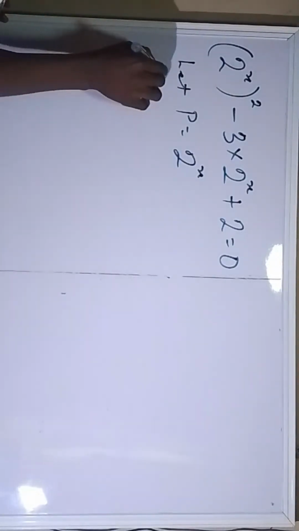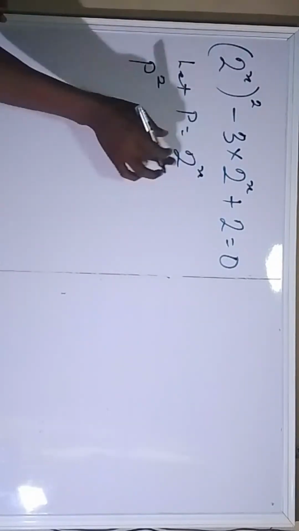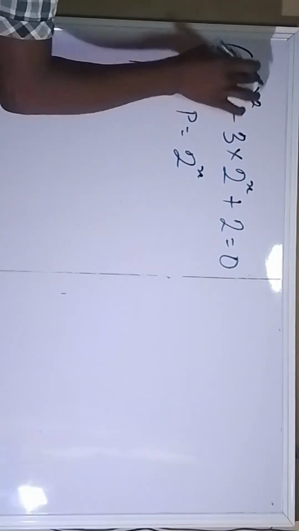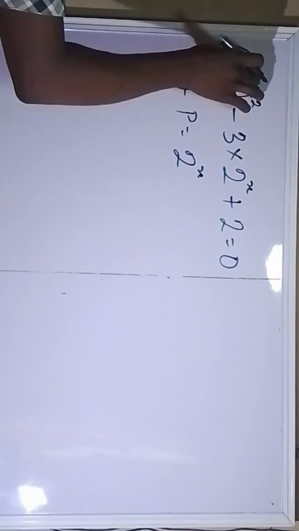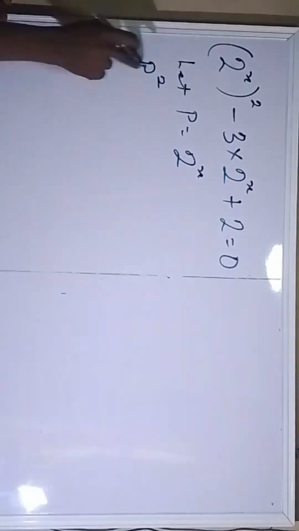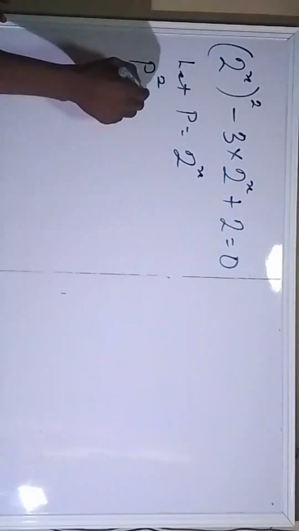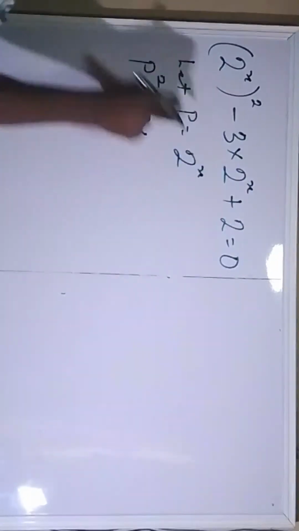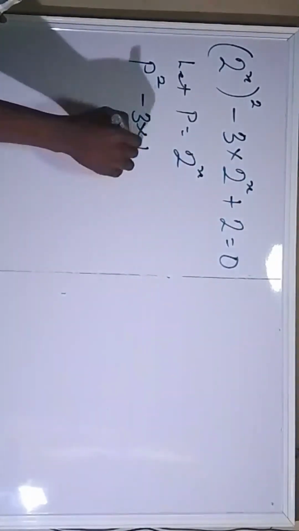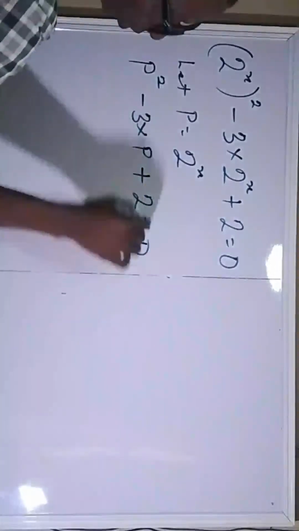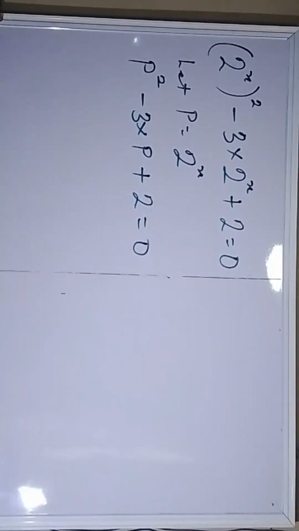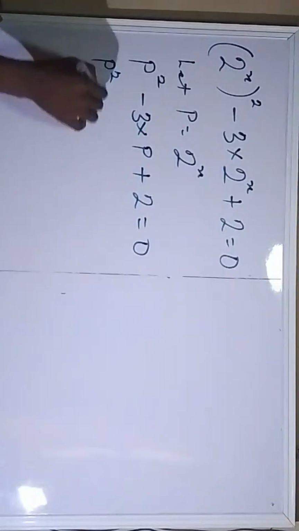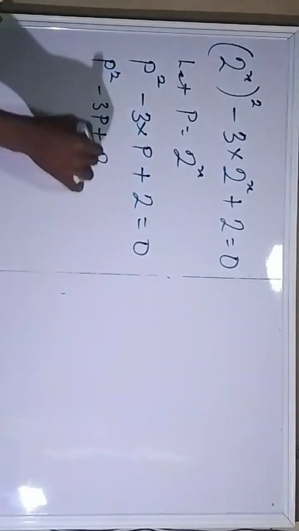p raised to the power of 2. You know, this is p, so I will turn this to p. 2 raised to the power of x now has turned to p, so minus 3 times this is p. Okay, so it's going to be 3 times p plus 2 equals to 0. All right, so that means we have p squared minus 3p plus 2 equals to 0.